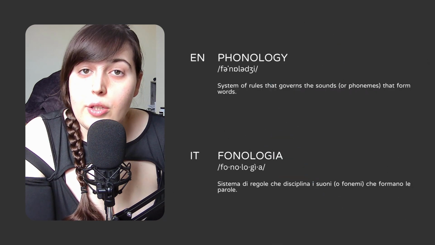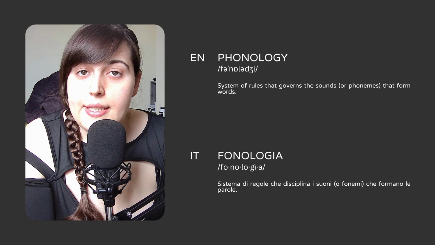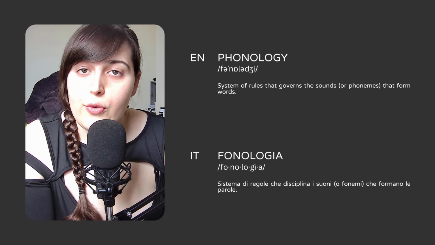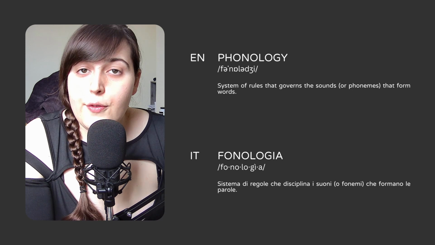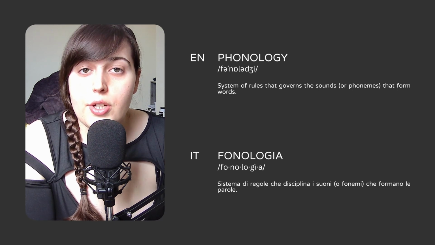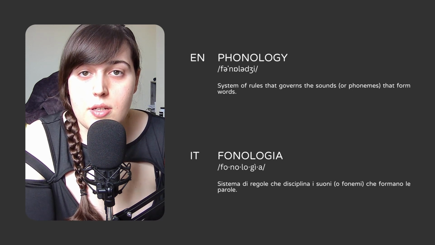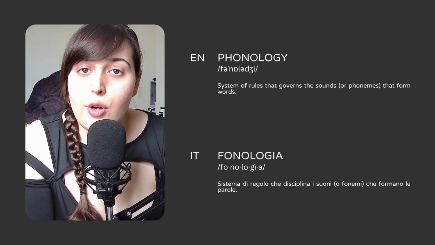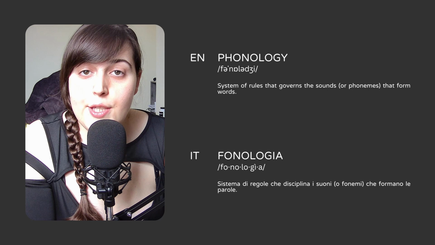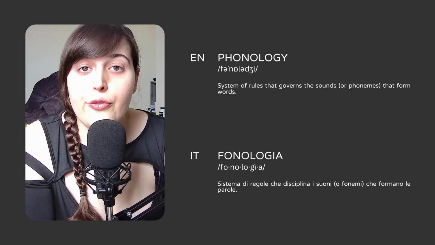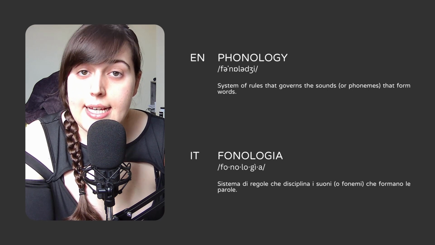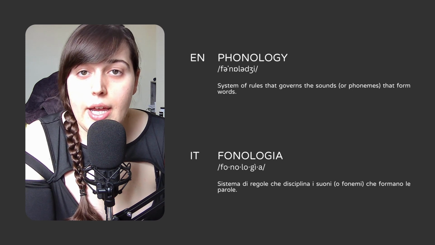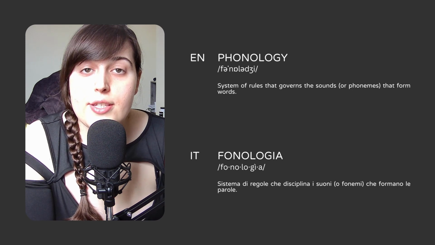Let's start with phonology. Phonology, in Italian phonologia, is the system of rules that governs the sounds, or phonemes, in Italian phonemi, that form words. This includes the correct pronunciation of vowels and consonants, tonic accents and intonation. For example, in Italian, the phonology dictates that the letter C is pronounced differently depending on the following vowel. Thus, casa, house, is pronounced with hard C, while ciao, hello, goodbye, is pronounced with a soft C.